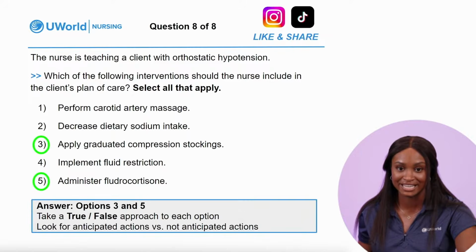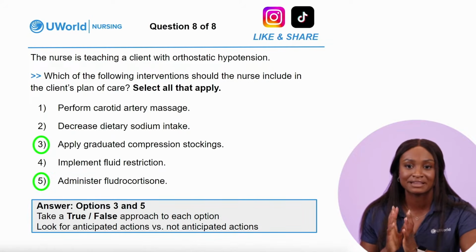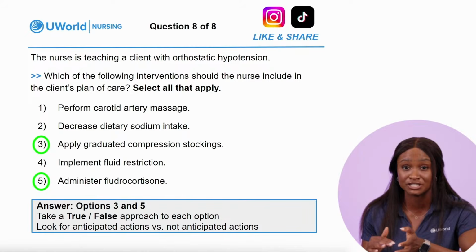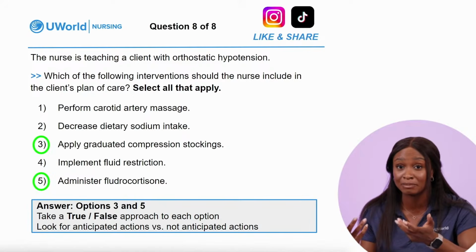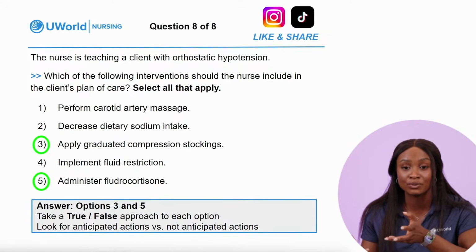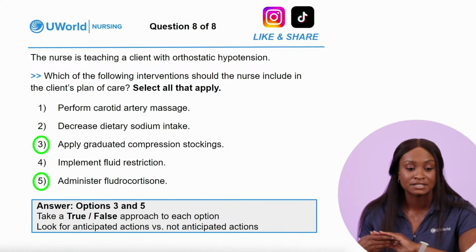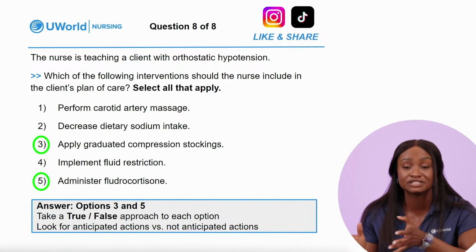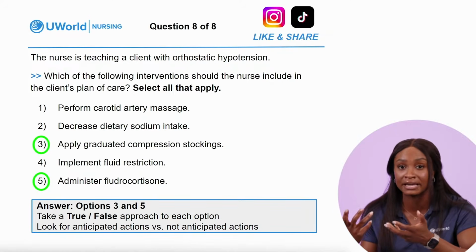Okay, correct answer is only options 3 and 5. Orthostatic hypotension is what happens when clients move positions and their blood pressure drops. So we want to look for interventions that will help bring the blood pressure back up. In this case, options 3 and 5 are the only answer choices that help promote blood pressure increasing. Graduated compression stockings reduce pooling of blood in the legs and help bring the blood back up to the heart, which helps reduce the heart strain. So this is going to help bring the blood pressure up.